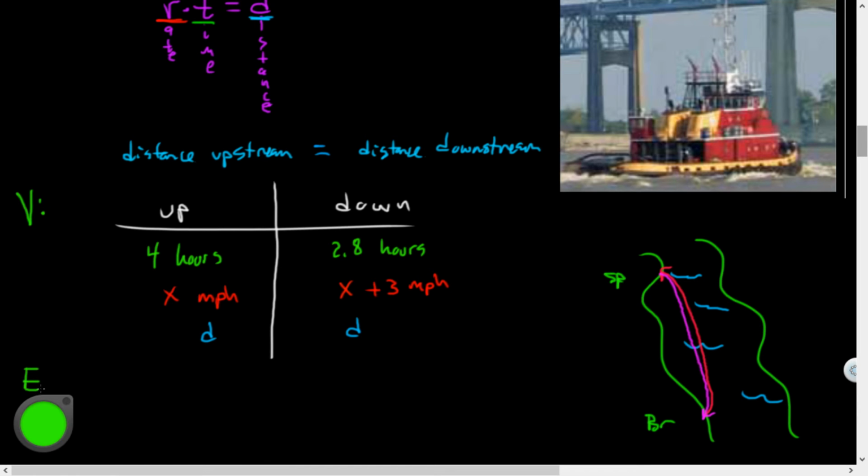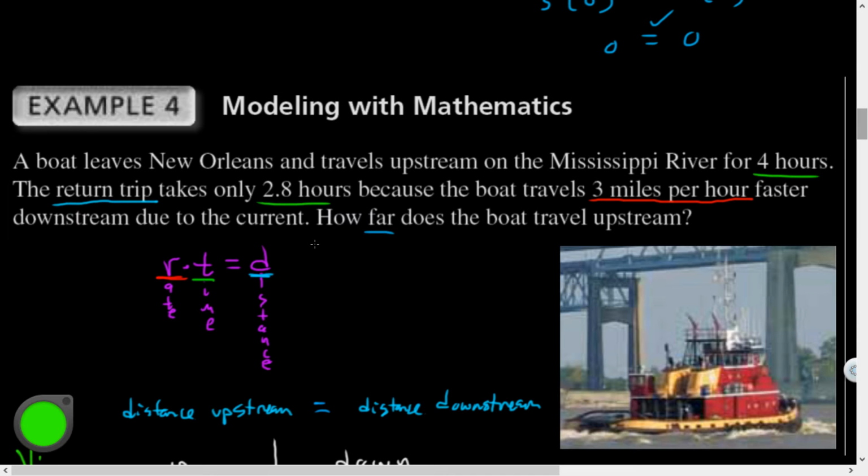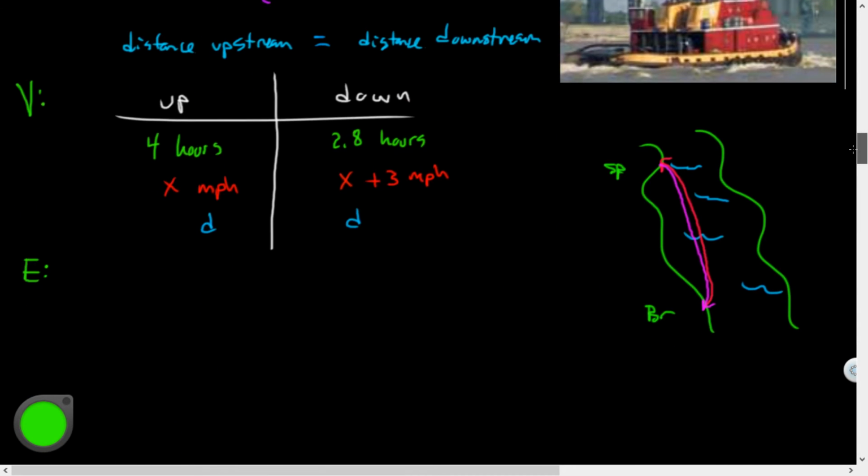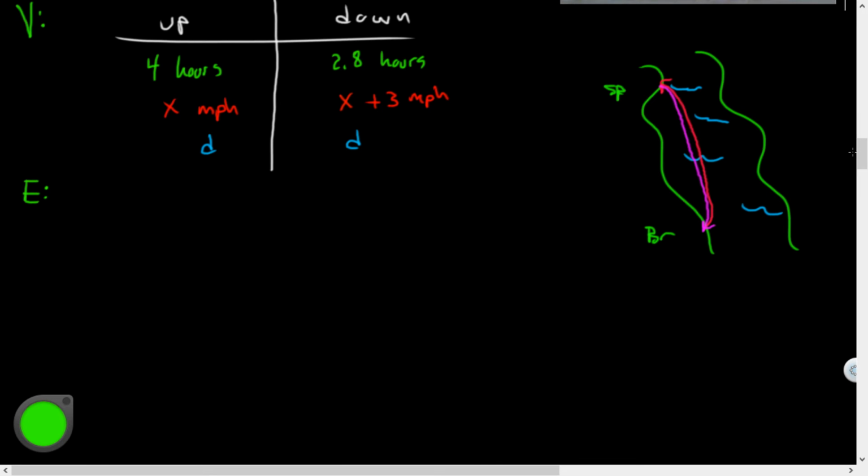We don't know. And actually, what's interesting is we won't need to know right now, but that is the question that they're asking. How far does the boat travel upstream? Which we've said, I guess like the riddle answer would be the same distance it traveled downstream. But we're actually going to end up with that distance in miles.